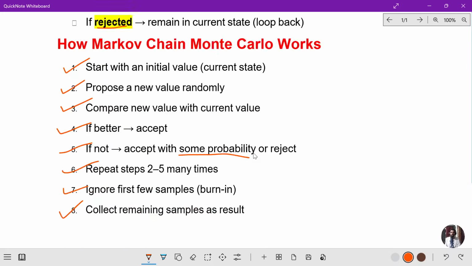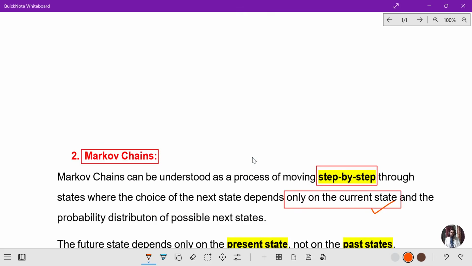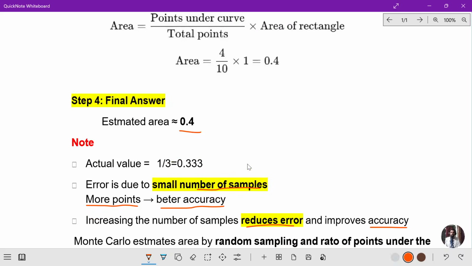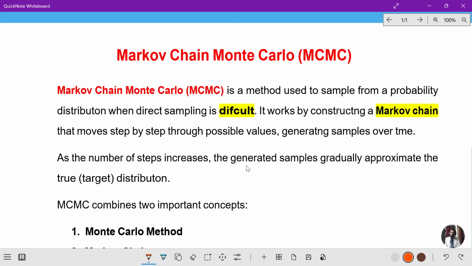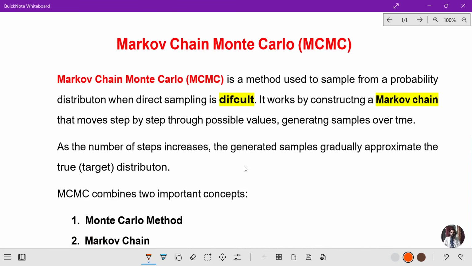This is one of the most important questions in the examination. This MCMC, 100% question will be asked in the examination. Kindly prepare, everyone. This is called the Markov Chain Monte Carlo method.